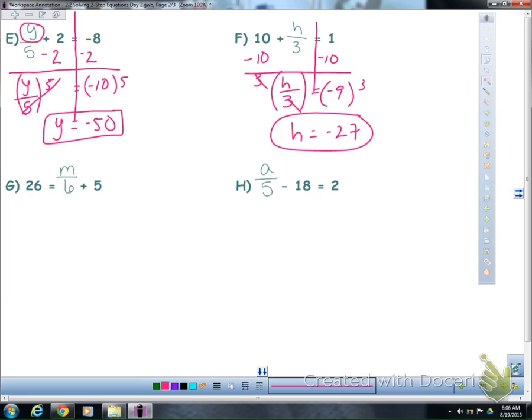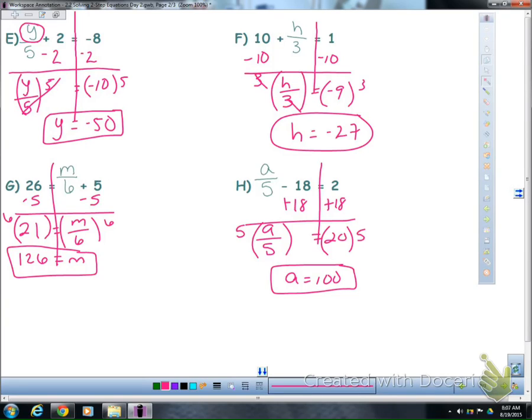If the class is comfortable in knowing how to do these, you may skip G and H and move on to the last page. If not, let's do a couple more examples. If you chose to do the last 2 examples on this page, here's the work and the answers for examples G and H. Pause the video so everybody can check.